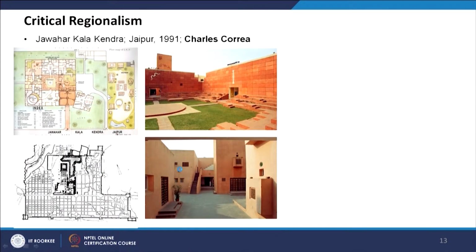Now, another design of Charles Correa's: Jawahar Kala Kendra in Jaipur. It was designed in 1991. The concept of Jawahar Kala Kendra's plan evolved from Jaipur's city plan, which was designed by Vidyadhar, the architect and city planner of Jaipur. So there was one side, there was a river.